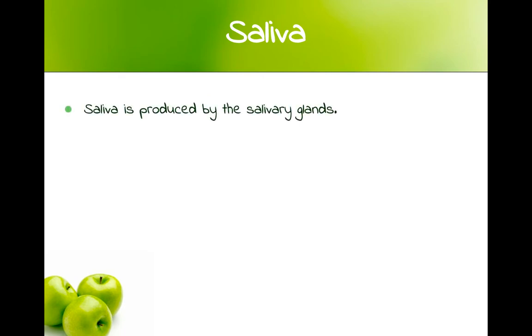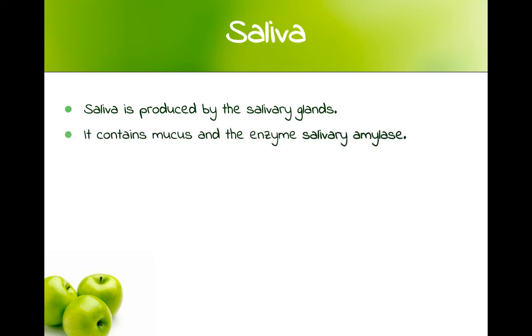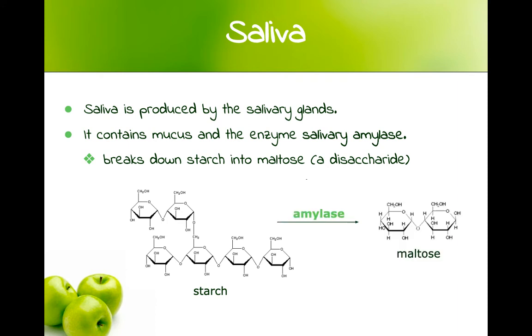So first we'll talk about saliva. We know that saliva is produced by the salivary glands, and it contains mucus, and the enzyme that it contains is salivary amylase. Salivary amylase breaks down starch, which is the main polysaccharide carbohydrate that we eat. It breaks down starch into maltose, which is a disaccharide. So starch is broken down to maltose by the enzyme amylase. That starts to happen in the mouth when the saliva is added.